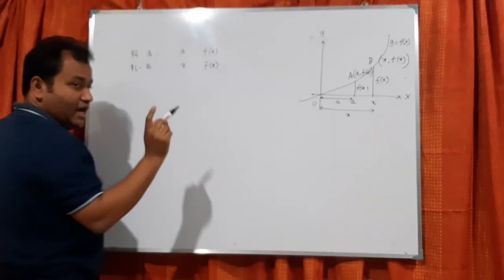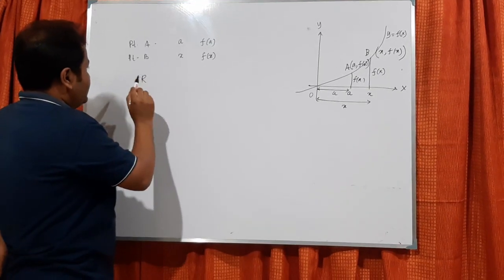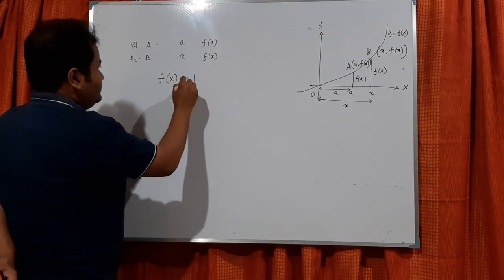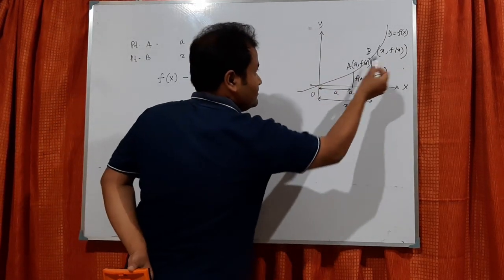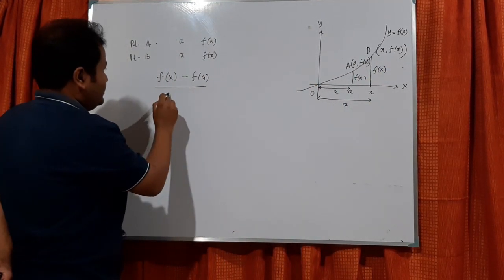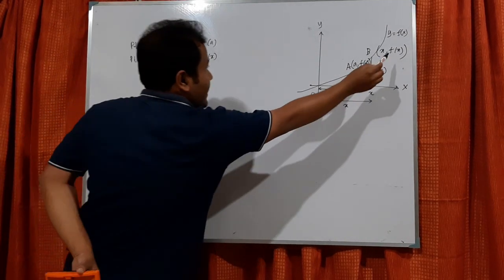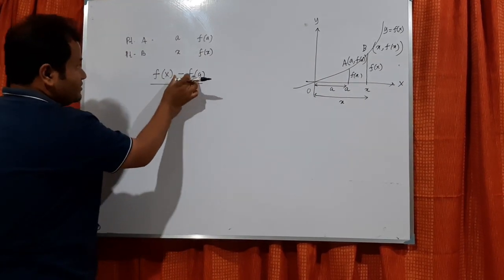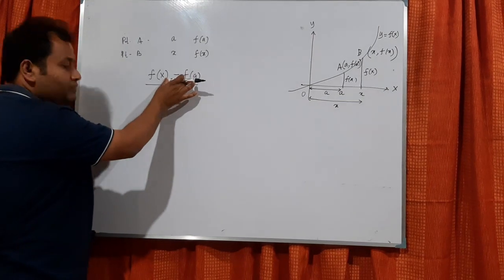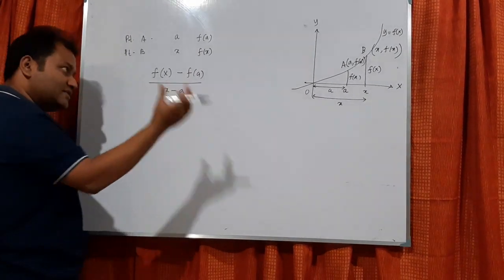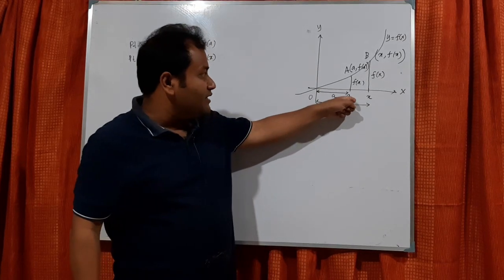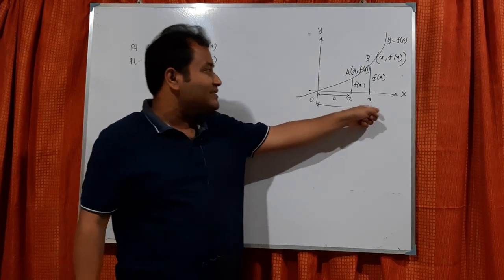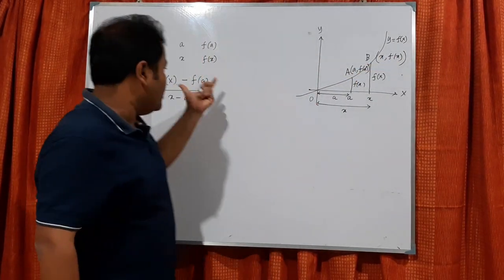Now carefully see what I am taking. I am taking the change in the function, that is the second coordinate, divided by the change in the first coordinate. So (f(x) minus f(a)) divided by (x minus a) is the rate of change of output with respect to the rate of change of input. What does that mean? When we give the input as a, the output is f(a), and when we give the input as x, the output is f(x).